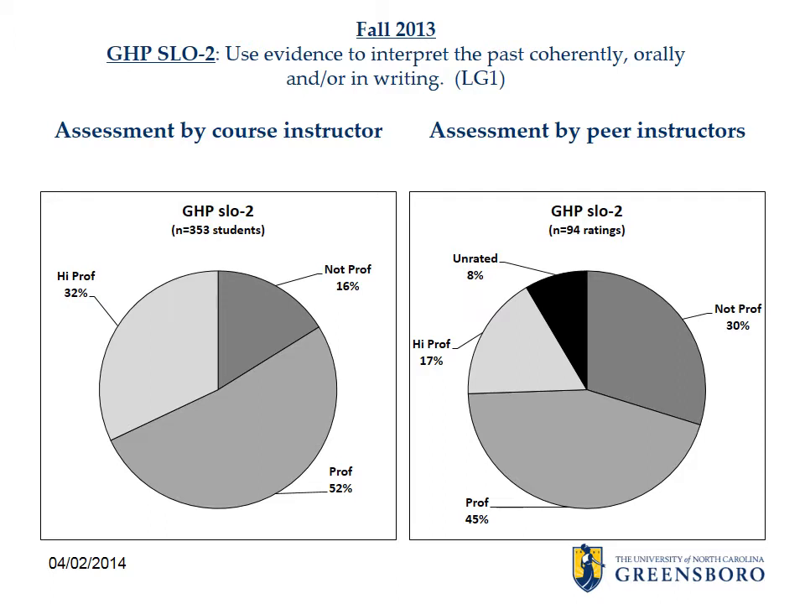This slide presents results for GHP Student Learning Outcome 2. Course instructors rated 84% of student work as proficient or above. Peer reviewers rated 62% of sampled student work the same. Course instructors rated 16% of student work as non-proficient. Peer reviewers rated 30% of sampled student work the same, and 8% as unrated.